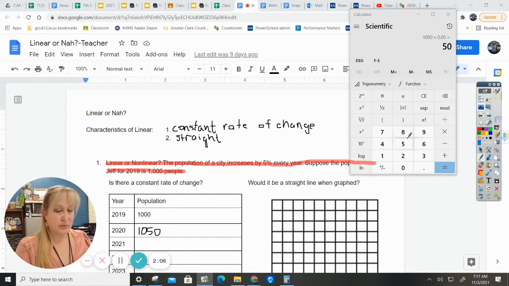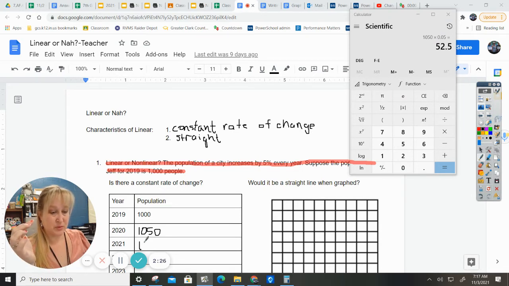So then to find out the next one, I need to figure out what 5% of 1,050 is. So 1,050 times 0.05 equals 52.5. So now I need to add that to the 1,050, which will be 1,102.